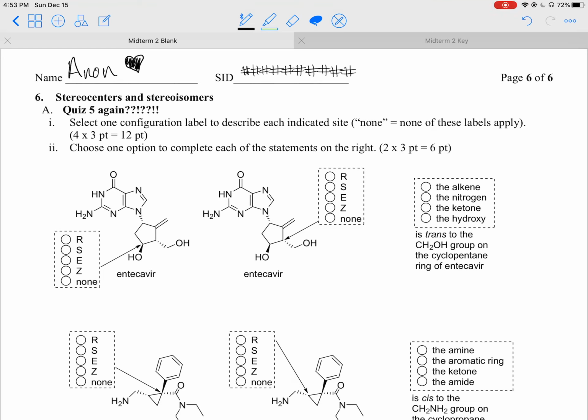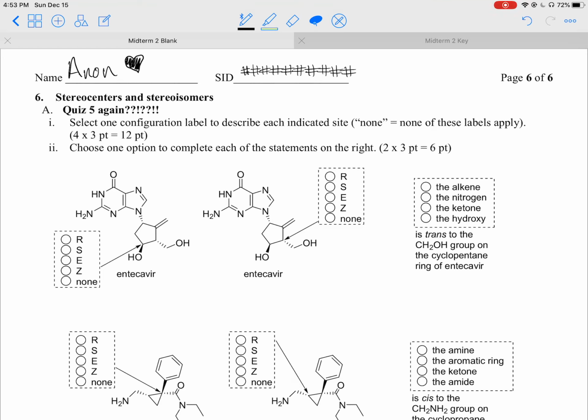So here we go. This page of the midterm is just like quiz 5 for this class. We are deciding the configuration label for each one of the indicated sites. If it's none, that means it's not a stereocenter, so we also have to look for that. If it's E or Z, that's when it's an alkene, so that's the only place where E and Z can come into play, and R and S is for stereocenters, with 4 different bonds to 4 different groups.